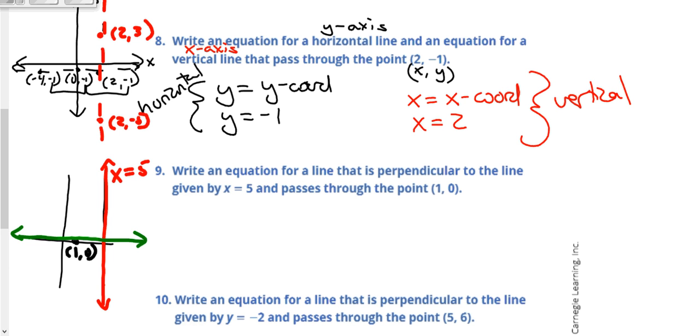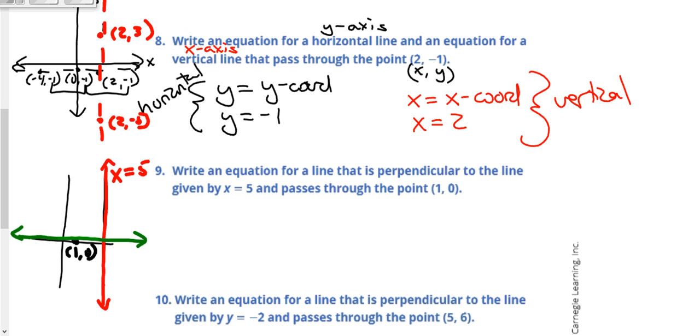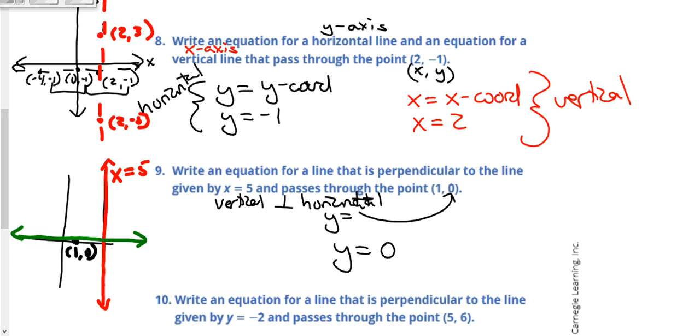So horizontal line, because this is a vertical line. This tells me right here this is vertical. And if it's going to be perpendicular to a vertical, then it has to be horizontal. Can I not spell today? All right. Horizontal lines are the equation y equals. So all I got to do is look at what the y coordinate is. So that means it's going to be y equals 0.